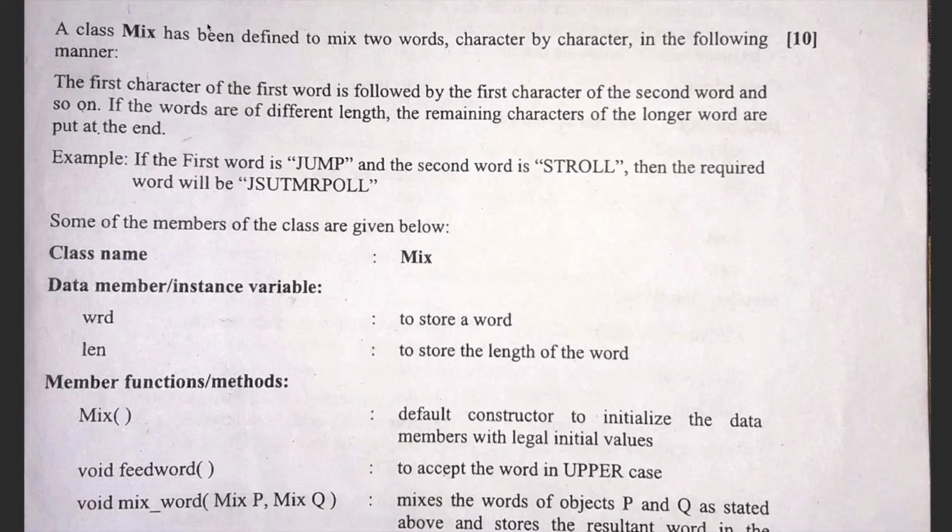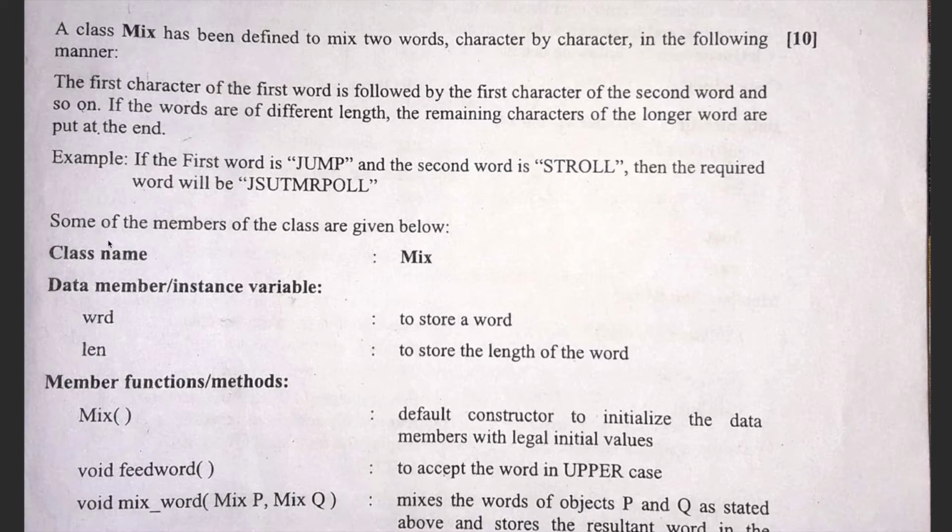So the question says, a class mix has been defined to mix two words character by character in the following manner. The first character of the first word is followed by the first character of the second one, and so on. If the words are of different length, the remaining characters of the longer word are put at the end. Example, if the first word is jump and the second word is stroll, then the required word will be JSUTMPMRPOLL. So you can see J, then S, then U, then T, then M, then R, then P, then O, and the remaining L from stroll.